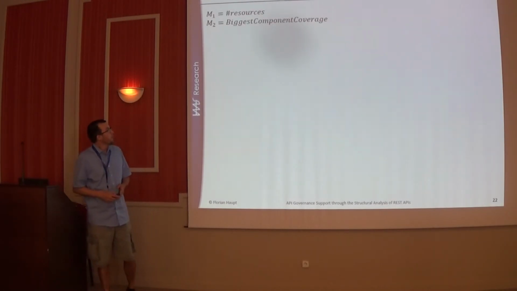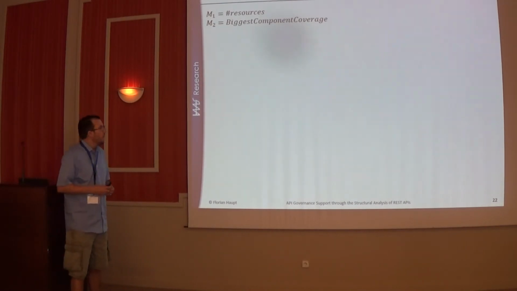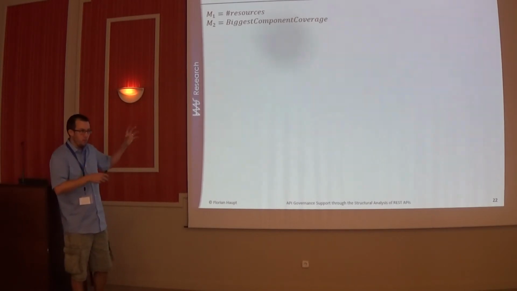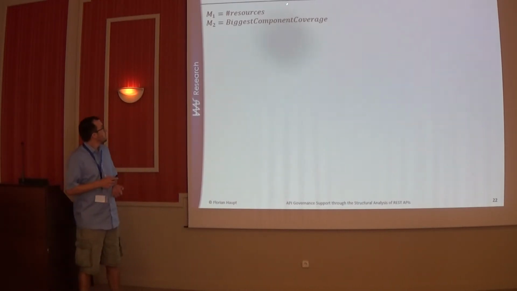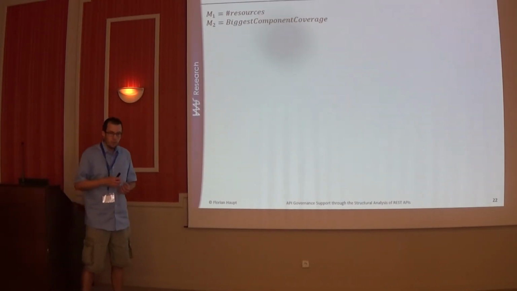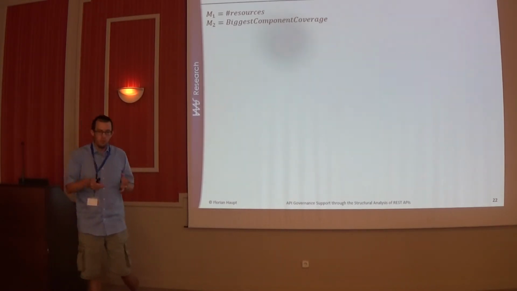And then we defined some metrics for the other side. So this was asking experts, which might be candidates for this. And we started with 2 basic metrics. So the first metric is the number of resources, which is the size of an API. And the second metric is called the biggest component coverage.